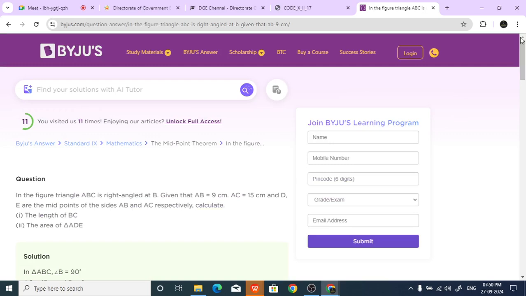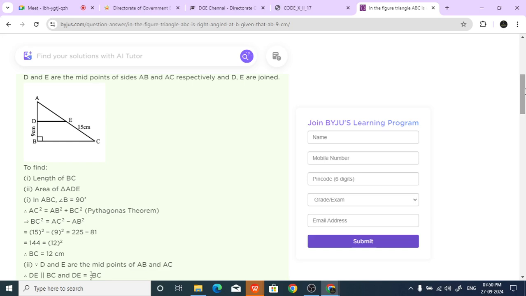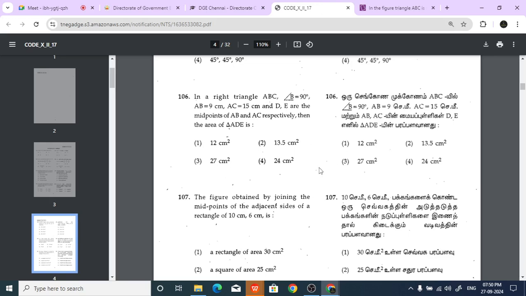Are you able to see this? The diagram is missing. Are you able to see this diagram? Yes. I'll go through the question once again. You read the question once again and then look at the diagram, the same diagram.